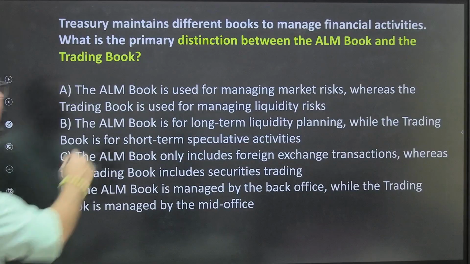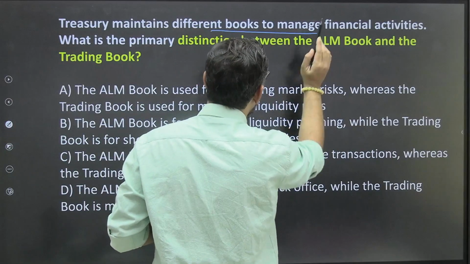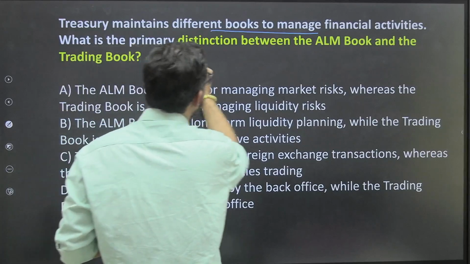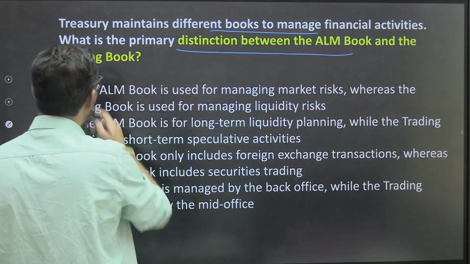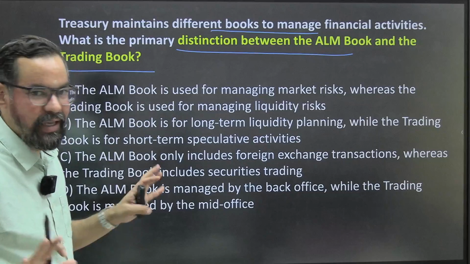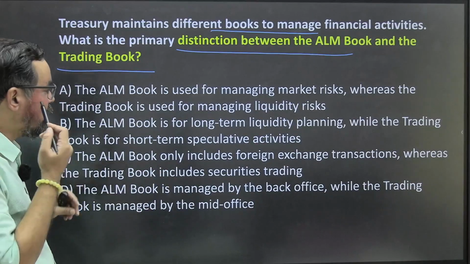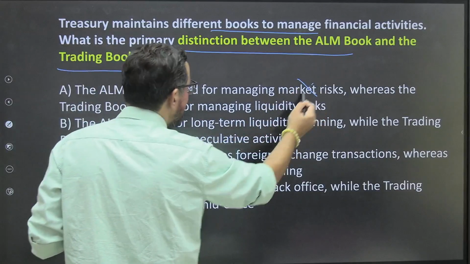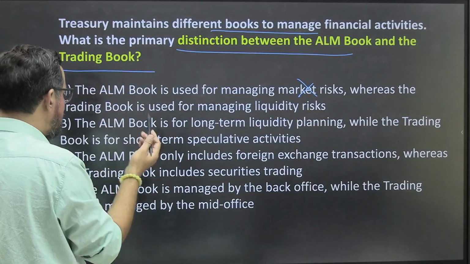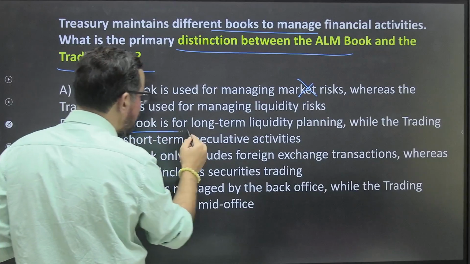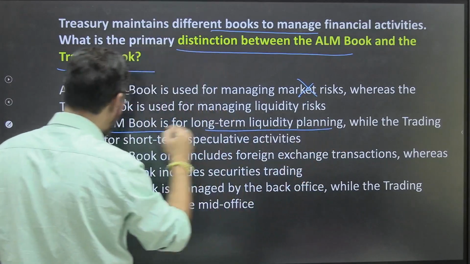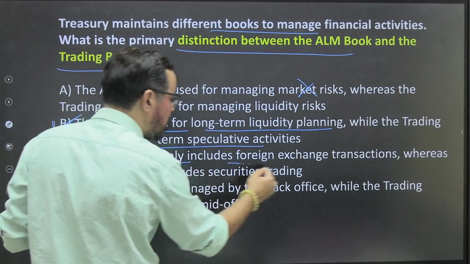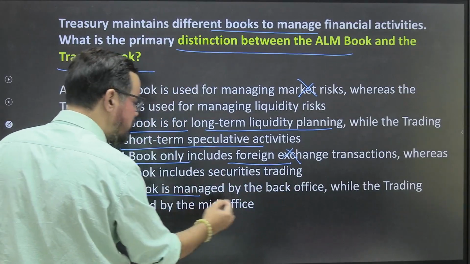Next one. Treasury maintains different books to manage financial activities. What is the primary distinction between ALM book and trading book? Okay, so now this will be solved, okay. The ALM book is used for the market risk, no, here it is wrong, okay. Then it is used for liquidity. The ALM book is for long-term liquidity planning, while trading is for short-term speculating activities. True. The ALM book only includes foreign exchange. The ALM book is managed by the back office, no.